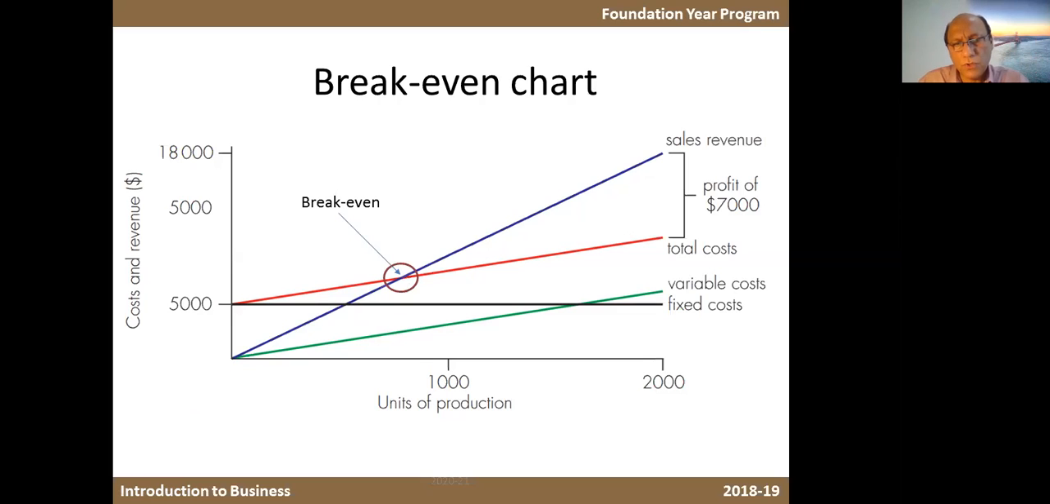So you should know from where the profit will start. So at break-even point, profit is 0. So this is the break-even chart, and you have to produce this break-even chart for your business.